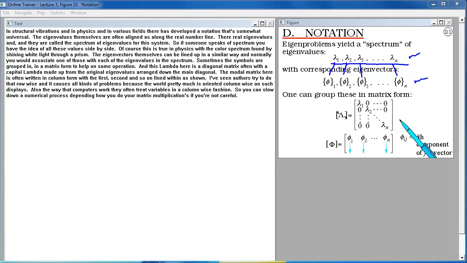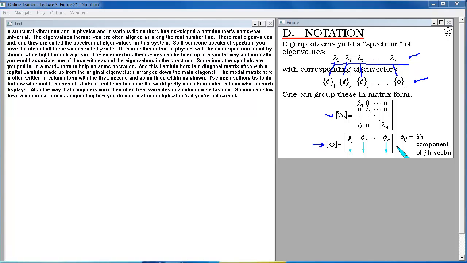Sometimes the symbols are grouped in a matrix form to help on some operation, and this lambda here is a diagonal matrix, often with a capital lambda, made up from the individual eigenvalues arrayed down the main diagonal. The modal matrix here is often written in column form with the first, second, and so on lined within as shown. I've seen authors try to do that row-wise, and it causes all kinds of problems because the world pretty much is oriented column-wise on such displays.